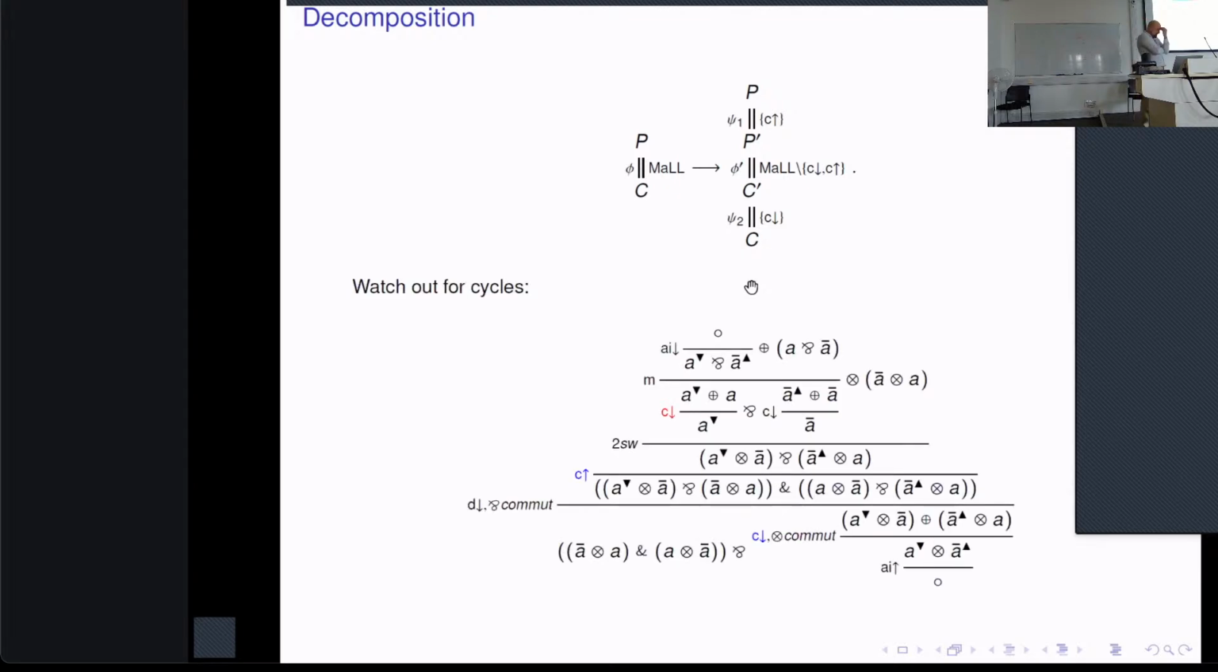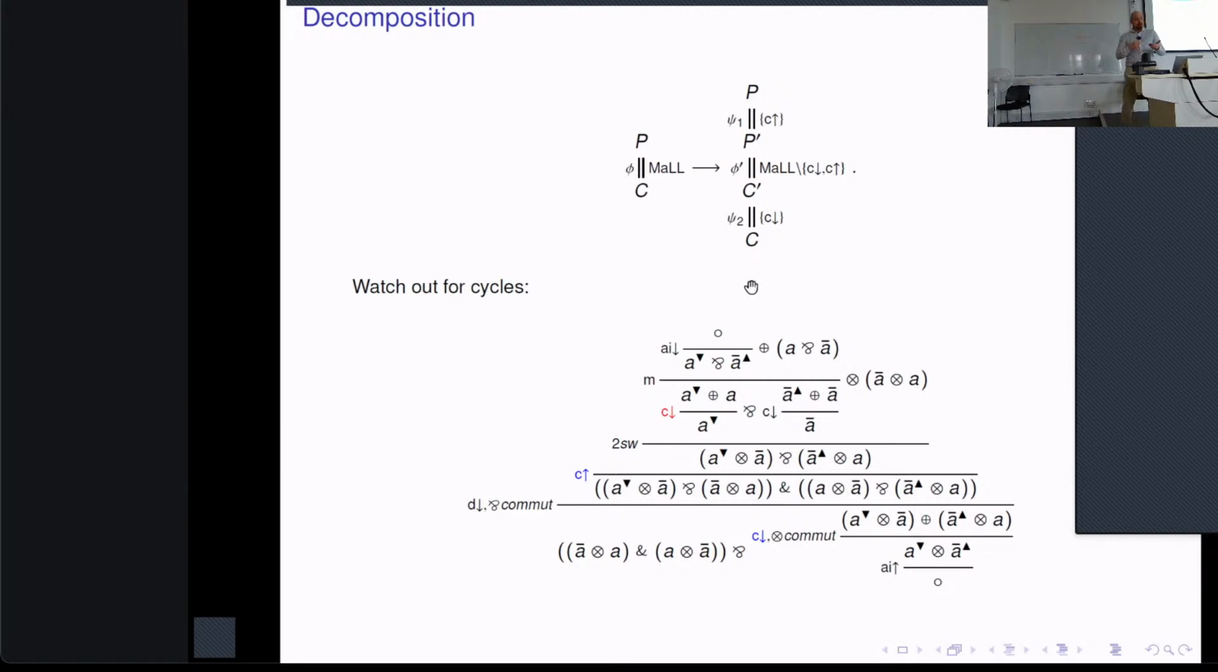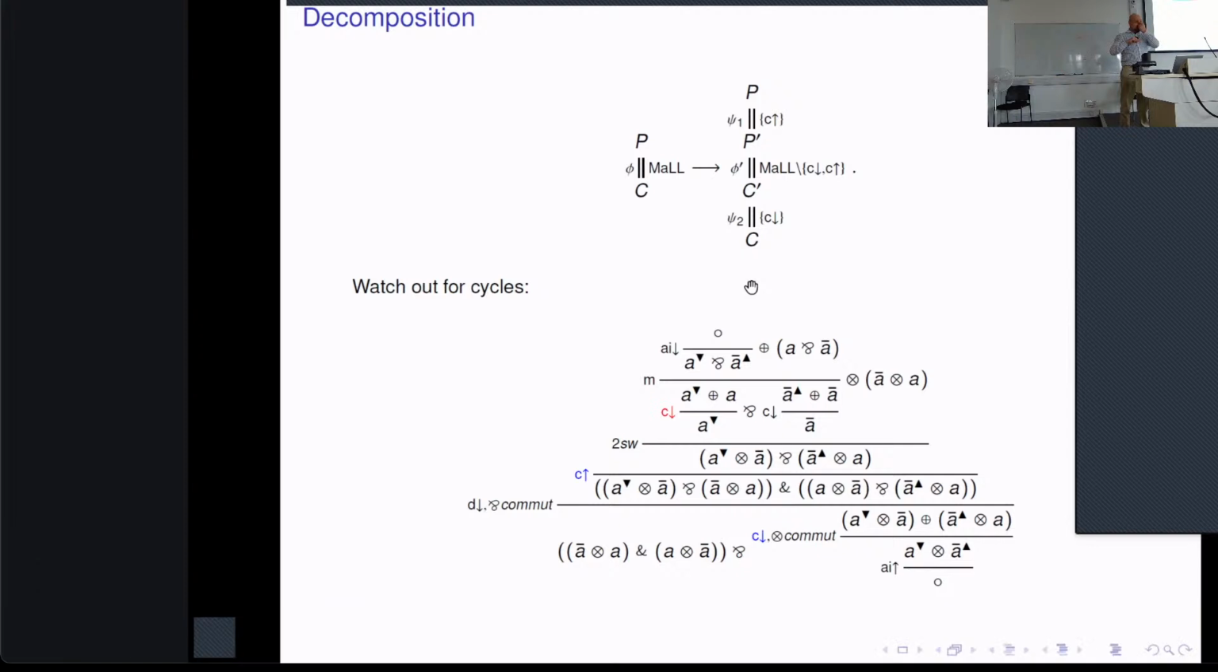Problem is, cycles can occur. So if I do this in a naive way, if I grab these non-linear rules and I start pushing them through the system, then strange things can happen.